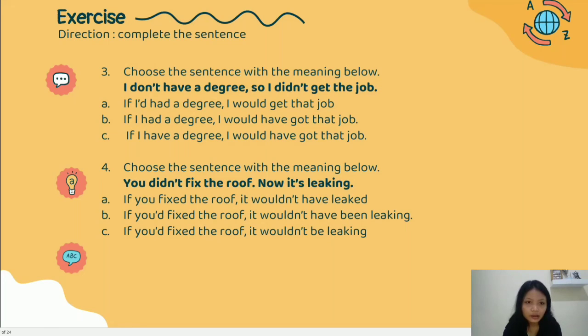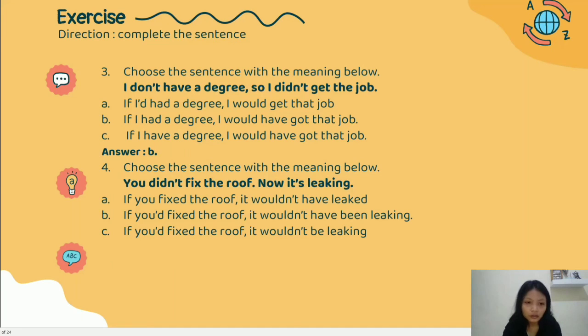Number 3. Choose the sentence with the meaning below. I don't have a degree, so I didn't get the job. The correct answer is B. If I had a degree, I would have got the job.